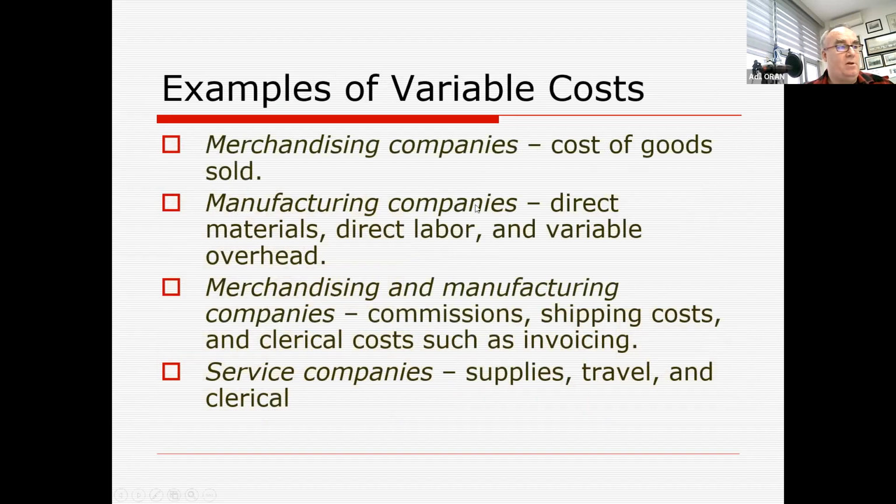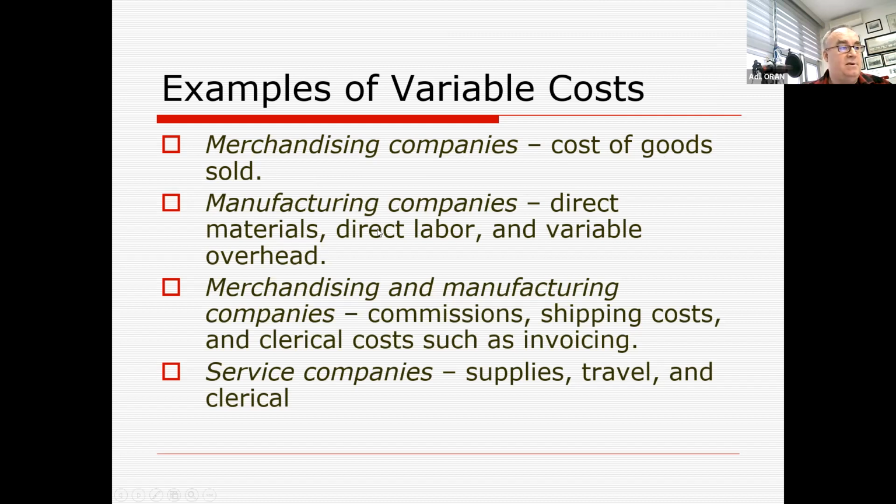So what type of variable costs? For a merchandising company, cost of goods sold typically is assumed to be a variable cost, right? So I'm buying these cups, these mugs, these chairs, these tables, which later I am selling. So the cost of goods sold definitely depends on how many I buy and how many I sell.